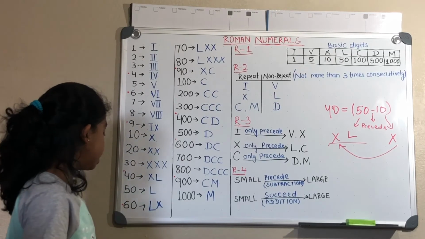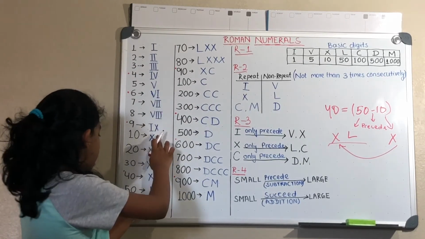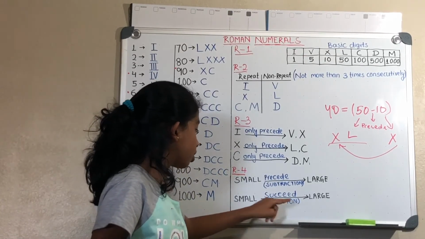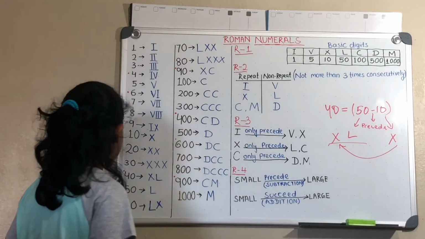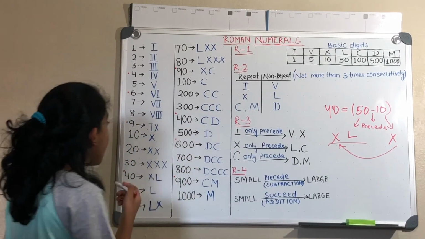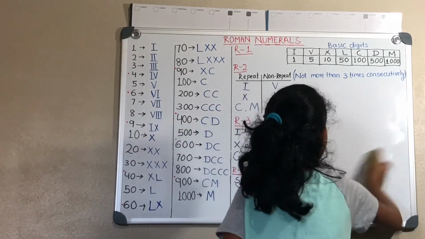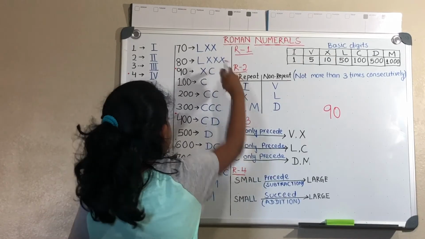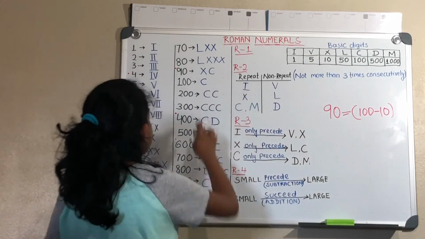So 50 is L, 60 is LX, because 50 plus 10 equals 60. So 50 is L and 10 is X, so LX equals 60. Since you're adding here, the smaller number has to succeed the larger number, or come after. Now 70 is LXX, 80 is LXXX, and 90 needs another solution. We cannot do LXXXX, so what we have to do is 100 minus 10 to get 90.